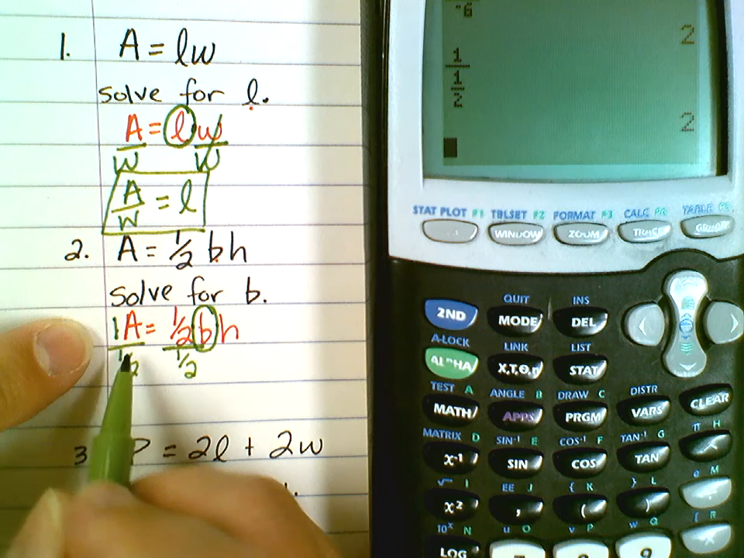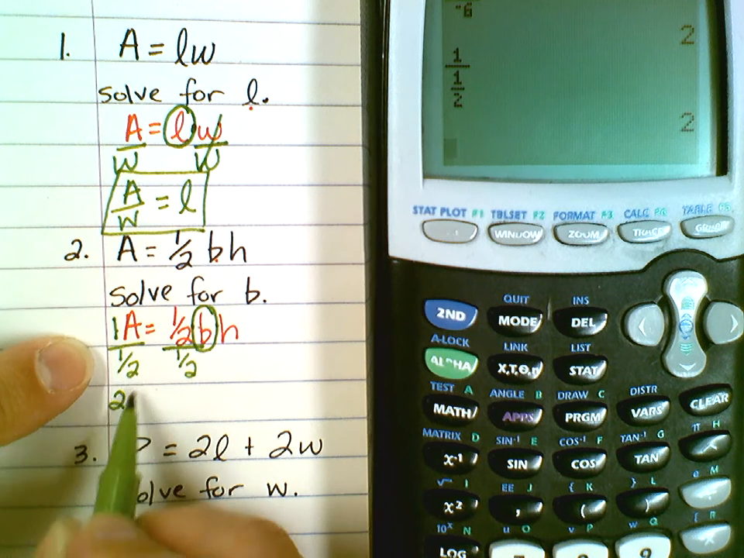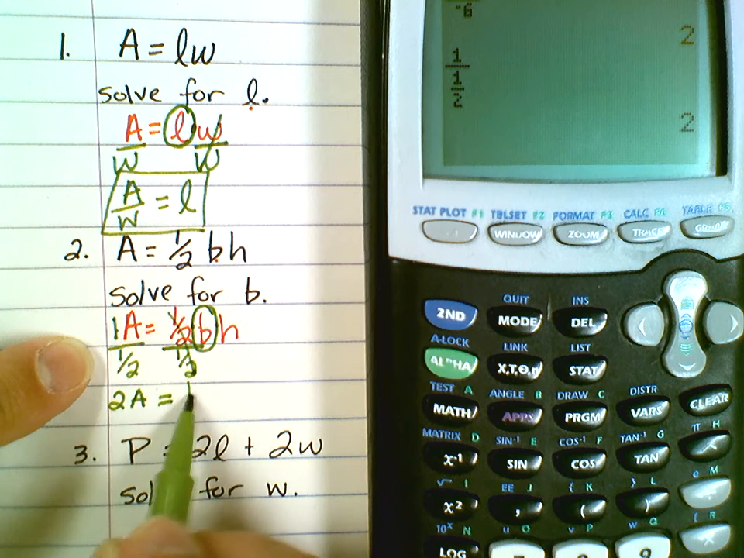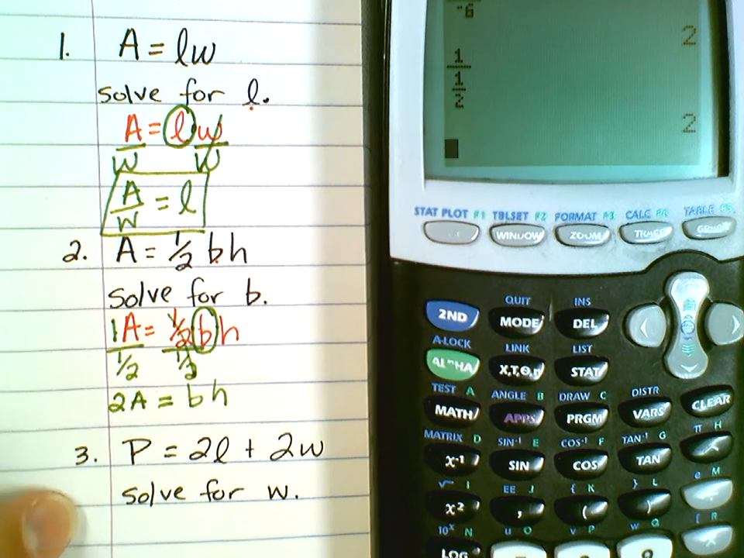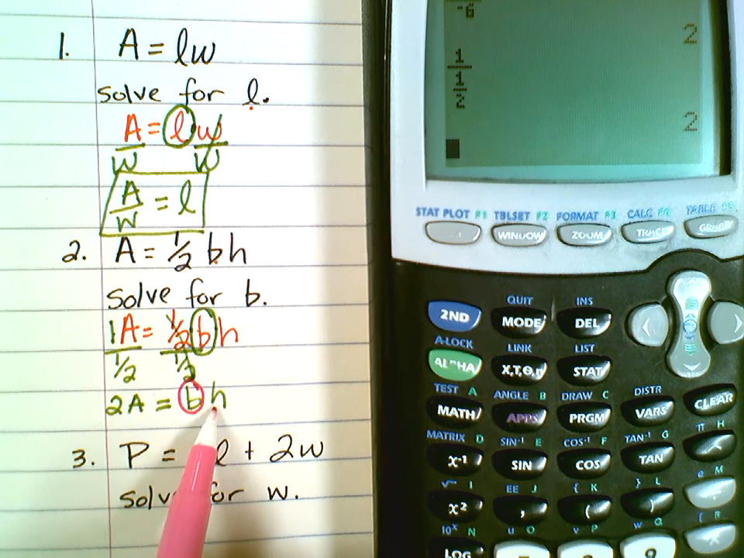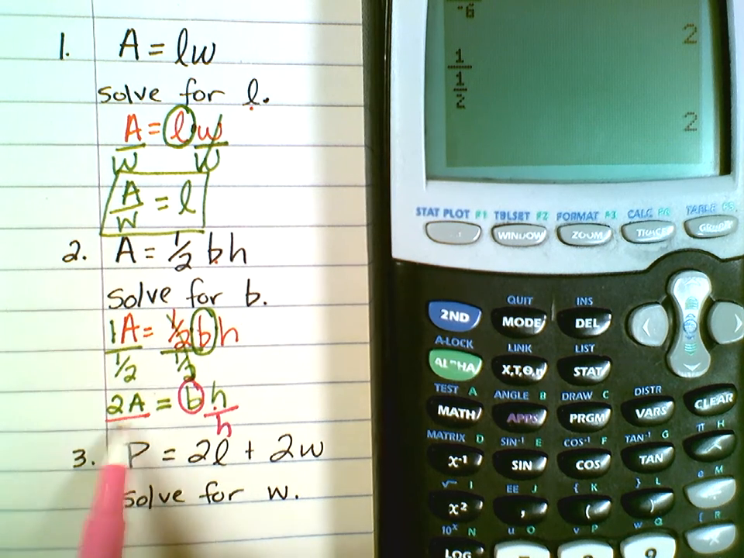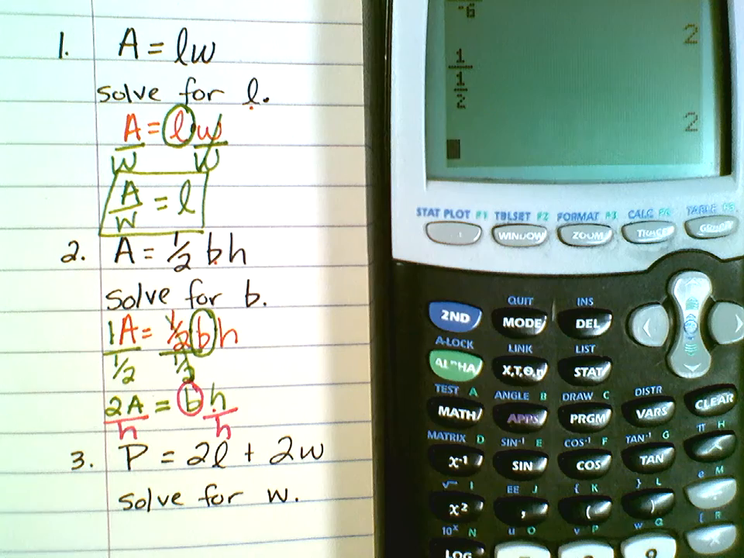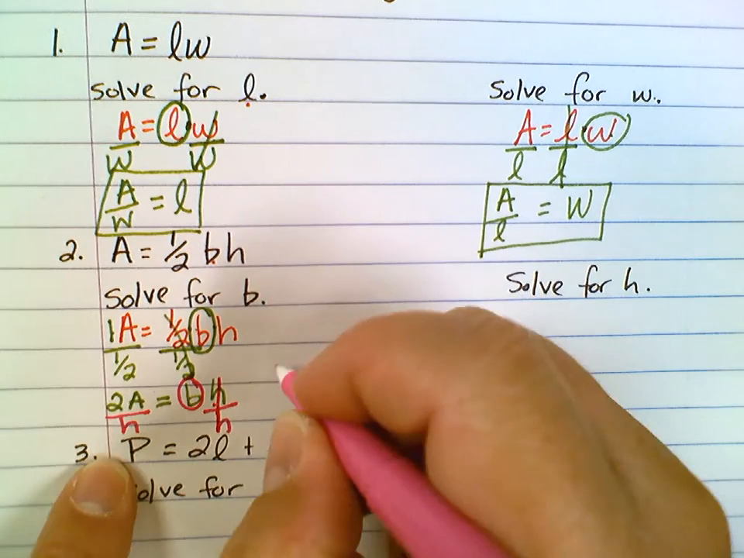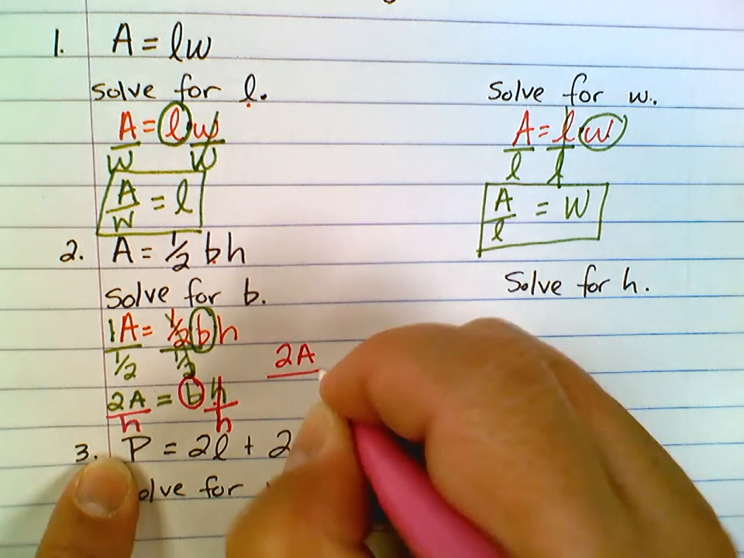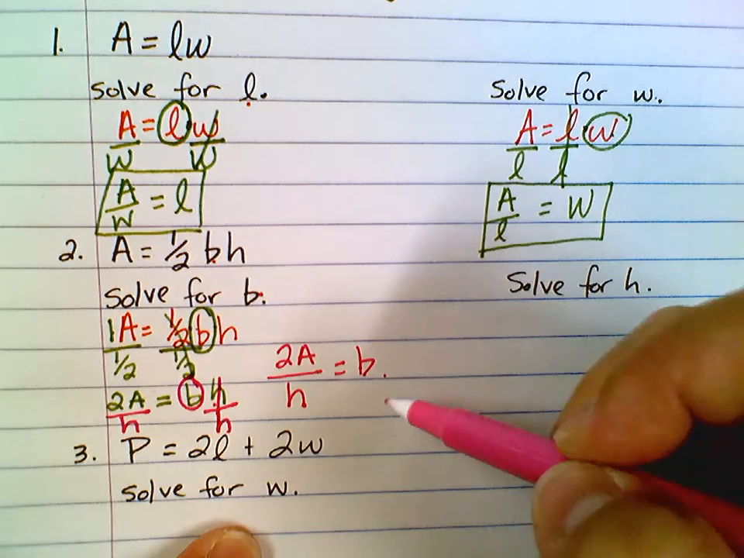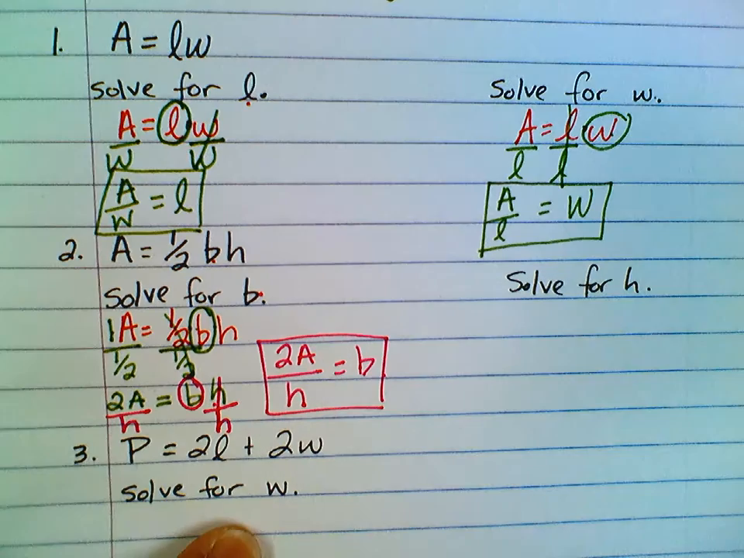So that means over here, this is 2A. This is now gone, and I have BH. So remember, I'm solving for the B, which means I'm dividing by the H, and that is pretty much my answer. So I have 2A divided by H equals B. So I solved for B, and I'm finished.